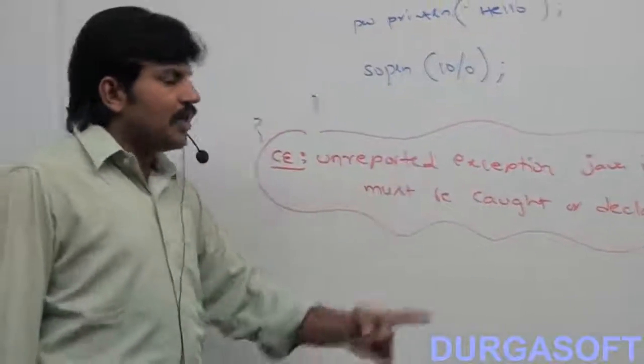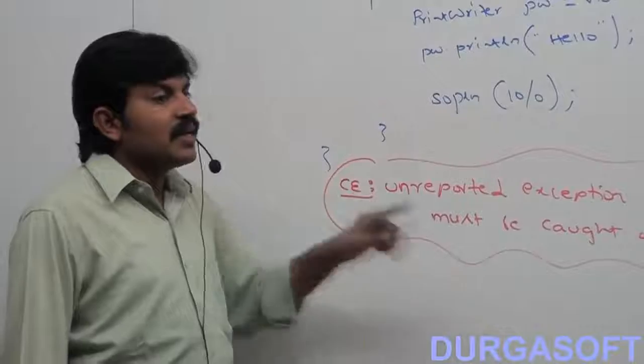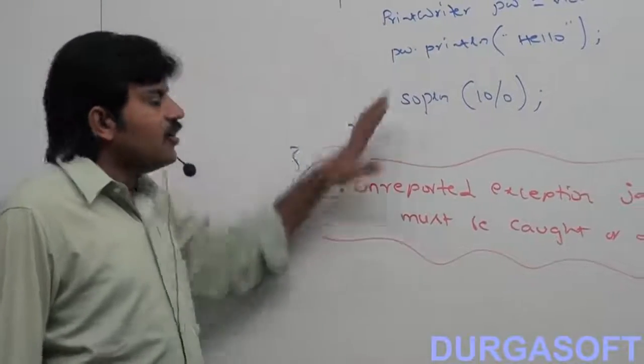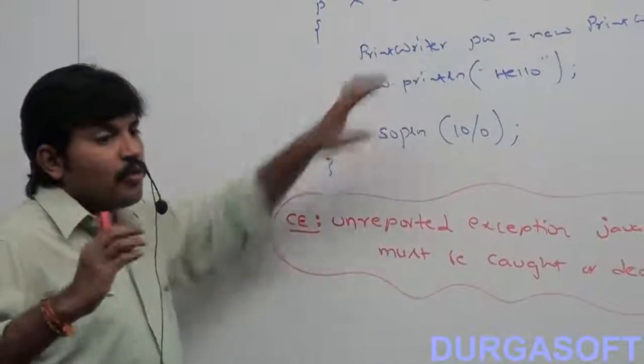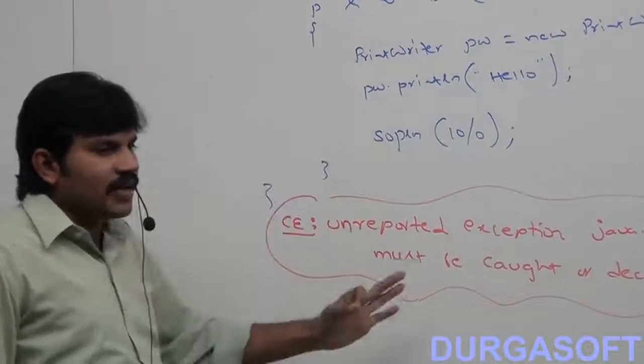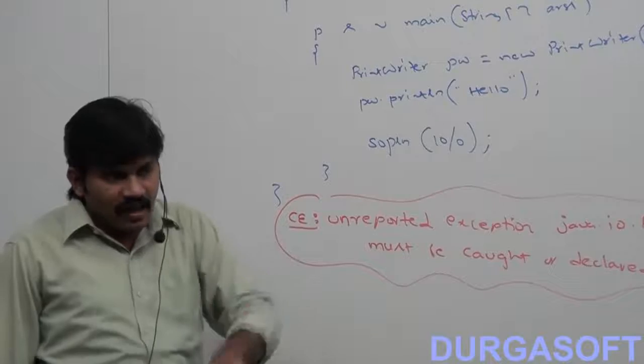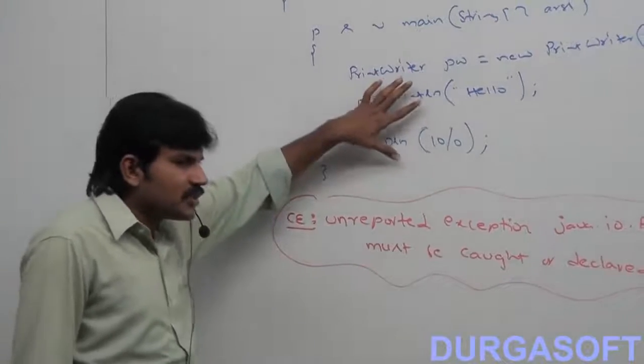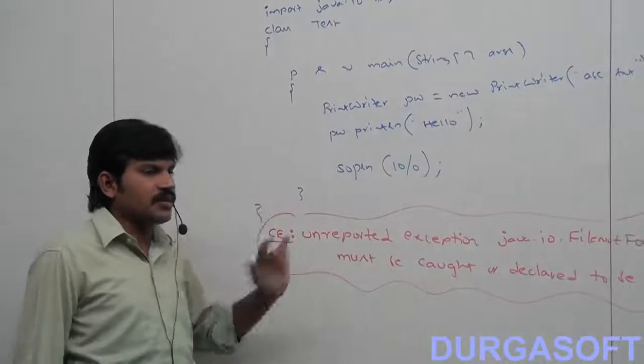Who is going to play the mother role? Here the compiler is going to play. Are you getting right? So, there are some exceptions, most commonly occurring exceptions, which can be checked by the compiler, whether the programmer is handling them or not. These types of exceptions are called what? Checked exceptions, right? Look at this here.